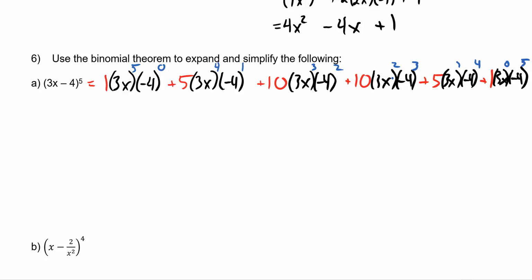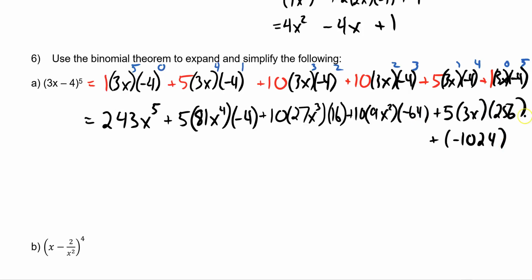Now what I'm going to do is apply the exponents to each of these. Now very important again, 3x to the power of 5, both the 3 and the x get the exponent, so that'll be 243 x to the power of 5. Negative 4 to the power of 0 is 1. Plus 5, now 3 to the power of 4 is 81 x to the power of 4. And then that will multiply by negative 4, because negative 4 to the power of 1. So now I'm going to pause it and fill out the rest of the exponents.